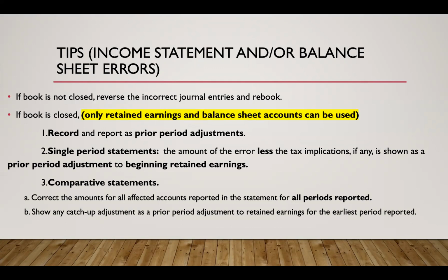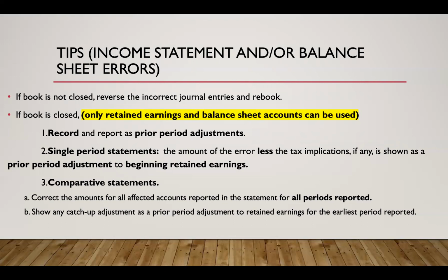The second type of common mistake is a mistake involving at least one account on the income statement. So here, if you have one account involved in the income statement, you have to look at when the mistake was discovered and when the mistake was made. If at the time of discovery the book is not closed, you just need to reverse the incorrect journal entries and rebook the correct journal entries.